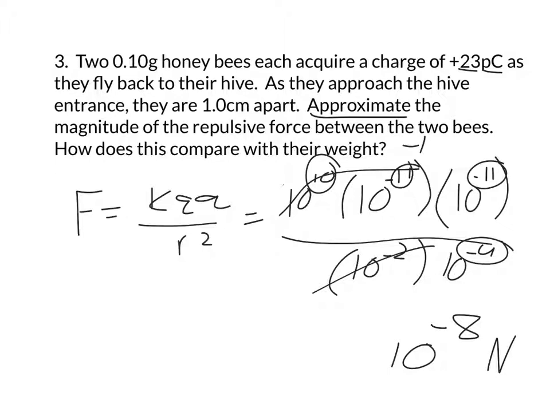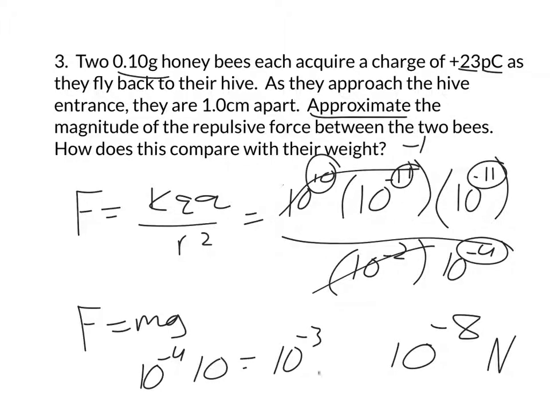Now, how does this compare to their weight? Well, their weight is F equals mg. So we've got a mass of 0.1 grams, but that's not a kilogram. So a kilogram is a 10 to the third of a gram. So if they're 0.1 grams, that's 0.1 times 10 to the minus 3 kilograms, or they have about 10 to the minus 4 kilograms of mass, and gravity is about 10. So if I multiply that together, they have about 10 to the minus 3 newtons of weight.